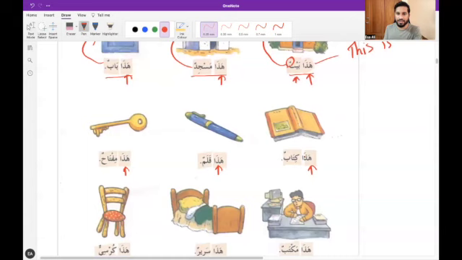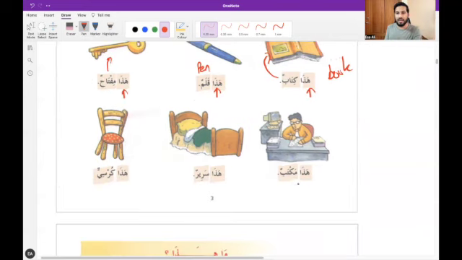So you have هذا كتاب, this is a book. هذا قلم, this is a pen. هذا مفتاح, this is a key. هذا مكتب, this is a desk, and there's a reason why you have someone writing on this desk, and we'll explain that in a bit. هذا سرير, this is a bed. هذا كرسي, this is a chair.